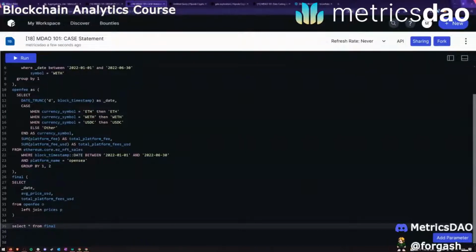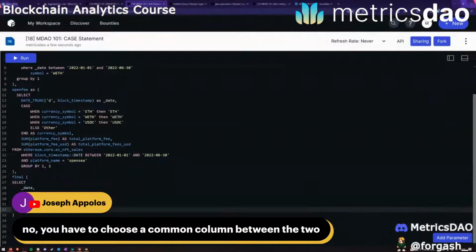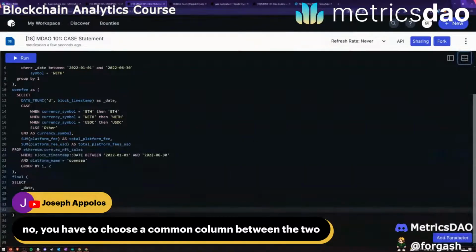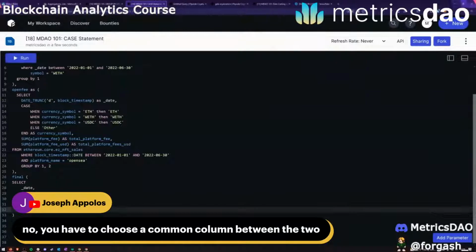All right, so harken back to the question from before. Correct. No, you have to choose a common column between the two. So, hoping this actually returns an error. See, SQL compilation error, whole bunch of unexpected. Unfortunately, it's a little bit cryptic, but we know that the problem that's going on here is the left join open prices. You basically have to tell it, what are you joining them on?